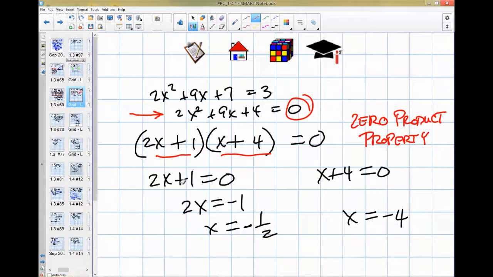All right, so that's using factoring to solve a quadratic. Let me just repeat. The first thing you got to do is you got to get it equal to 0. Otherwise, it's hopeless. After you get it equal to 0, can you factor it? And if you can, wonderful. Set each factor equal to 0 and solve. Okay.